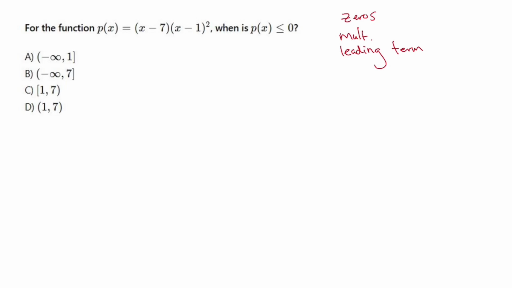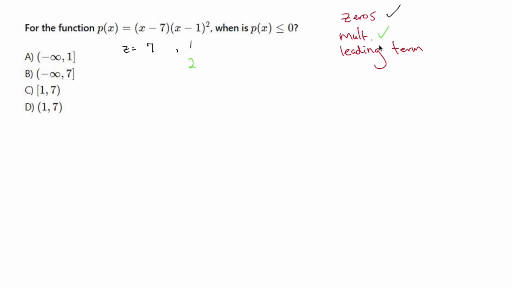So my zeros are when these factors are equal to 0. If I have x minus 7, I have a 0 at 7. And if I have x minus 1, I have a 0 at 1. What's important here is that my multiplicity for 1 is 2. Now what does that look like graphically? That means as this hits the x-axis, it'll bounce right off.